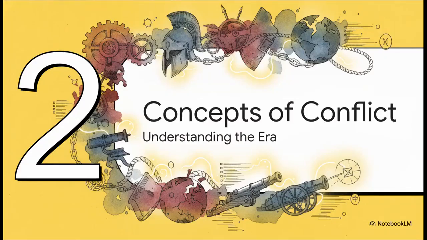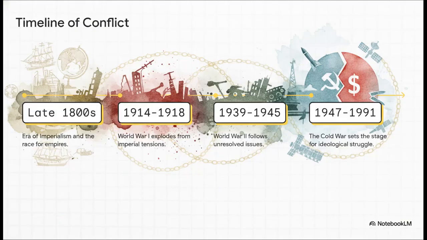Moving on to Section 2, Key Concepts of Conflict. It's wild to see how one major event triggers the next. It's basically a giant historical domino effect across the modern era. We kick things off in the late 1800s with the era of imperialism and this intense, frantic race for empires. The pressures and rivalries built up during that race, they directly explode into World War I between 1914 and 1918.